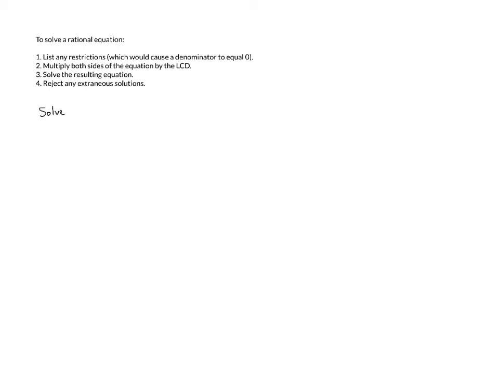one of them. So let's solve (x + 4)/(2x) = 2/x + 9. Okay, so first we have to list any restrictions. We know that denominators can't be equal to 0. And there's two denominators with variables in them, 2x and x. And both of these would be 0 if x was equal to 0. So the restriction is that x cannot be equal to 0.